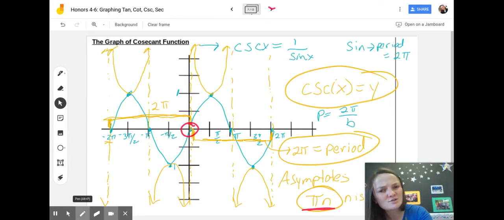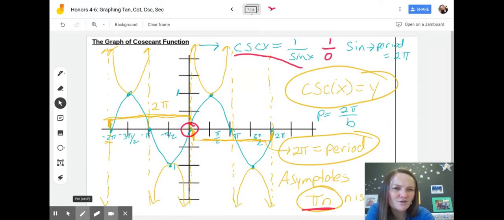So the reason I had students graph sine first is because sine is the inverse of cosecant and cosecant is the inverse of sine. So I wrote this here. Cosecant is equal to 1 over sine. So when sine is equal to 0, cosecant is going to equal 1 over 0. Well, we did a huge proof the other day that 1 over 0 results in an undefined solution. In fact, it results in an asymptote. So anytime that my sine function crosses the x-axis, I am going to get an asymptote.